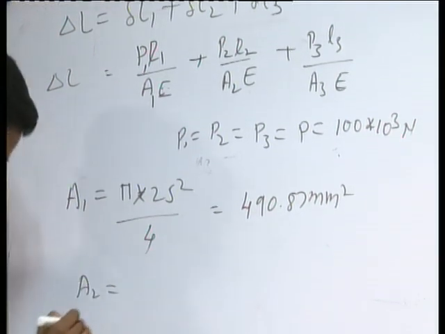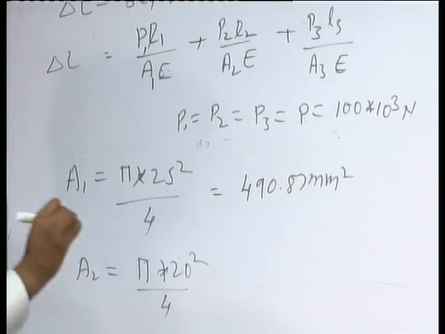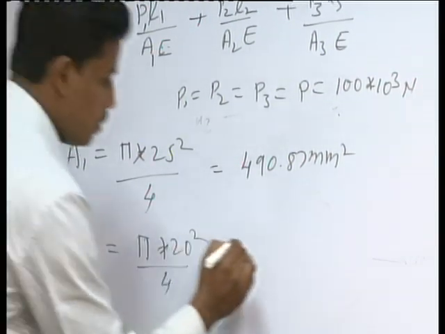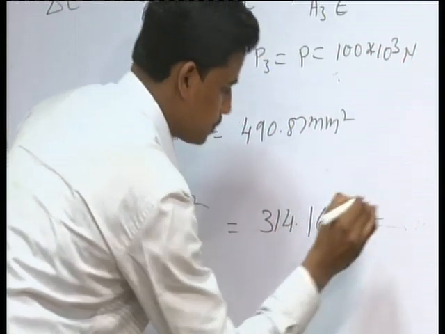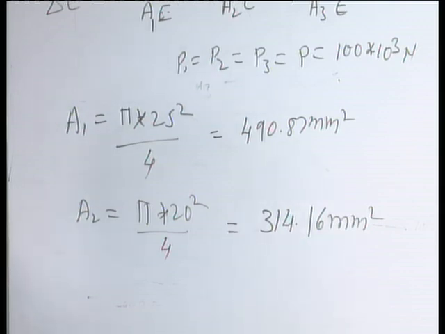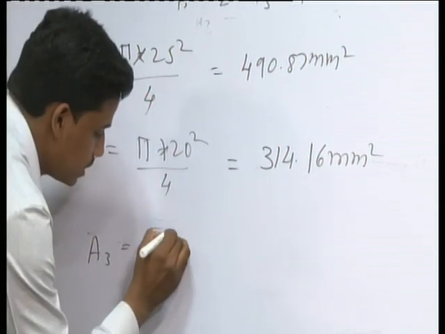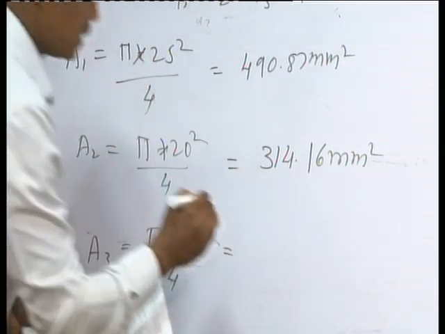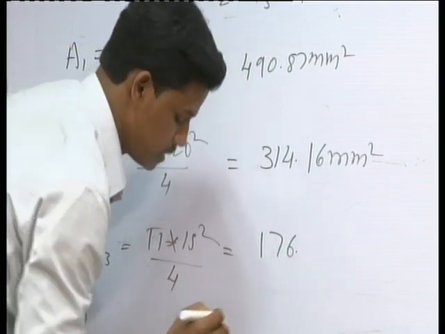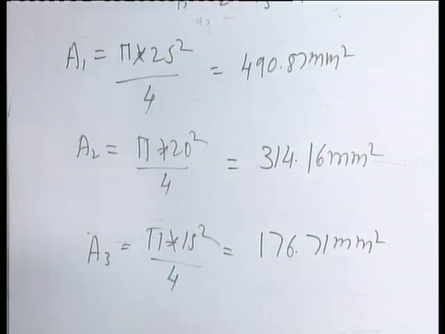A2 is equal to pi into 20 square divided by 4. This is the area in section 2. We will get it as 314.16 millimeter square, the area for cross section 2. This is A3, pi into 15 square divided by 4. We will get the area here as 176.71 millimeter square. These are the different areas for different cross sections.